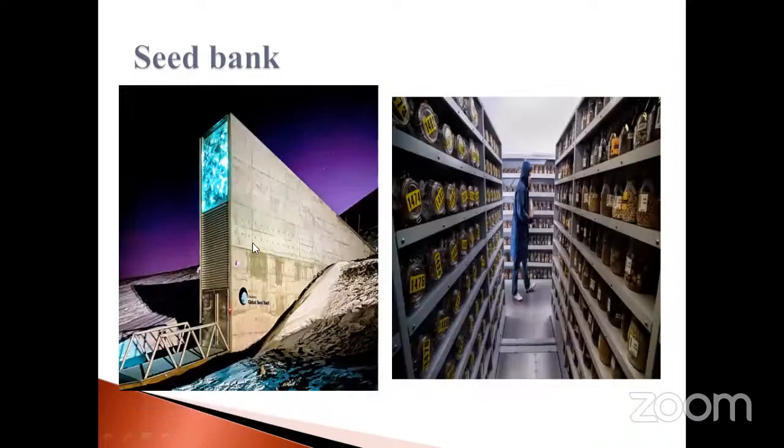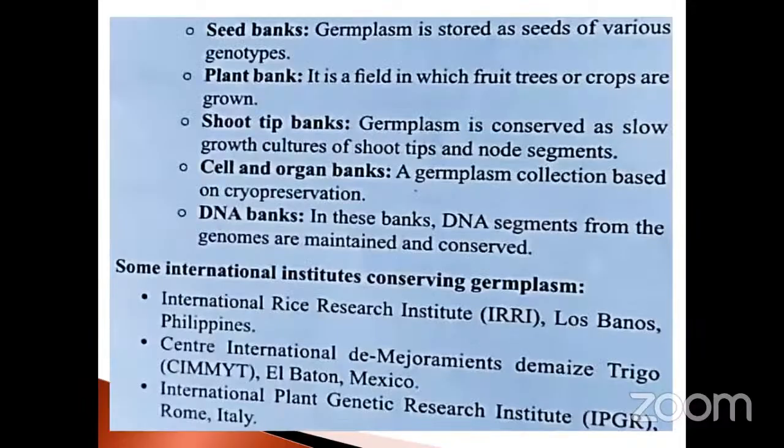See, this is considered a gene bank. Inside the gene bank it looks like this, completely preserved. That is very, very important, my dear students. See here, in the gene bank the germplasm is stored as seeds of various genotypes. What is the meaning of genotype? Genetically different. That is very important. Take examples: IR 8, IR 34. What is the variation of these? It depends upon the gene only.